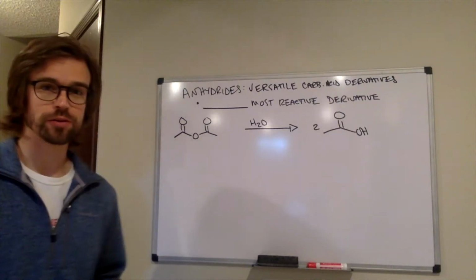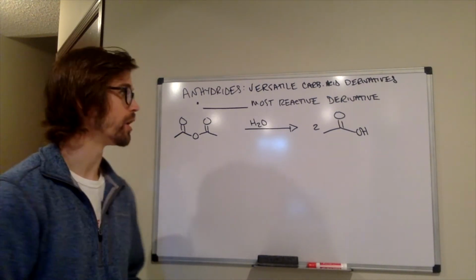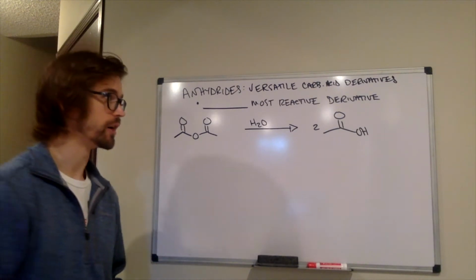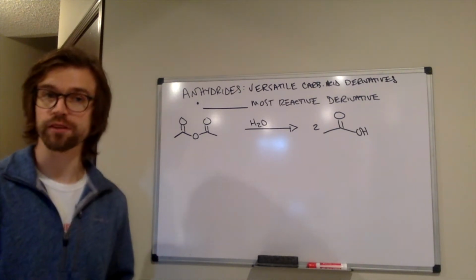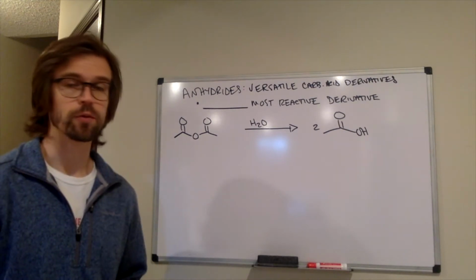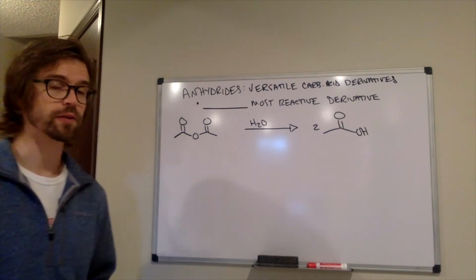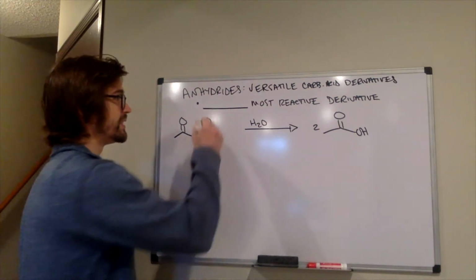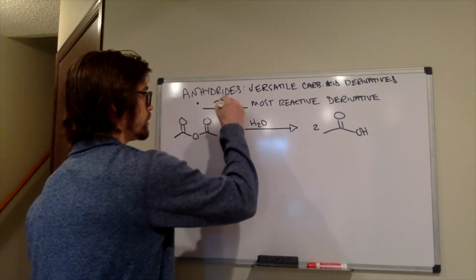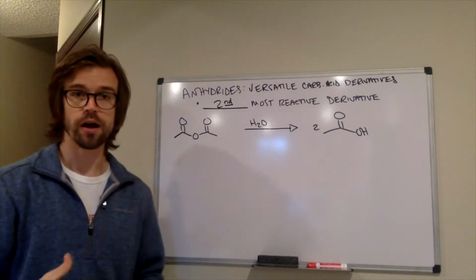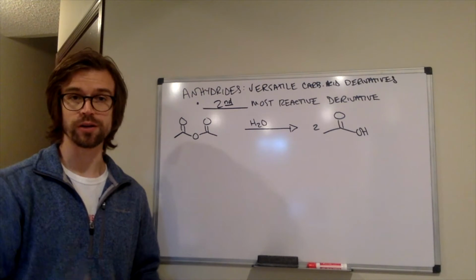Okay, so we've talked about acid chlorides. Now we're on to anhydrides. Anhydrides, as we just talked about, are a very versatile carboxylic acid derivative. We can make a lot of other ones directly from them. And as far as their reactivity compared to the other carboxylic acid derivatives, they're the second most reactive derivative. So, like we said, acid chlorides are the most reactive.